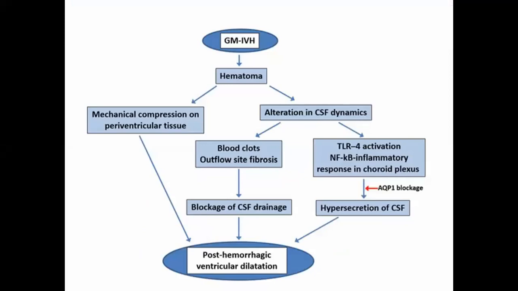So the pathogenesis behind post-hemorrhagic ventricular dilatation involves both the mechanical compression of the periventricular tissue and the alteration of CSF dynamics in terms of outflow site fibrosis leading to blockage of CSF drainage, and TLR4 activation and NF-kB inflammatory response leading to hypersecretion of CSF, also contributing to ventricular dilatation.